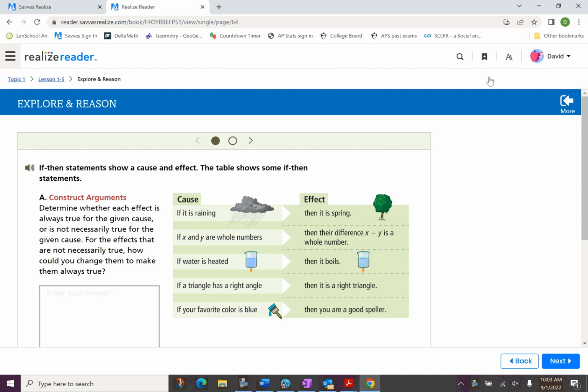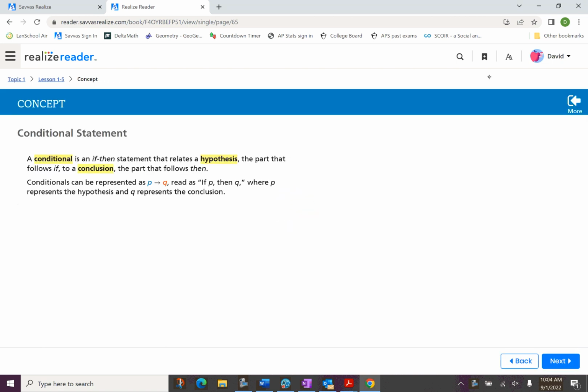Be patient. If it is raining, then it is spring. That's an if-then statement. You could argue about cause and effect, but it is a conditional statement. If x and y are both whole numbers, then the difference, x minus y, is a whole number. If water is heated, then it boils. These are all examples of conditional statements. The first part, usually involving the word if, is called the hypothesis. The second part, usually involving the word then, is the conclusion.